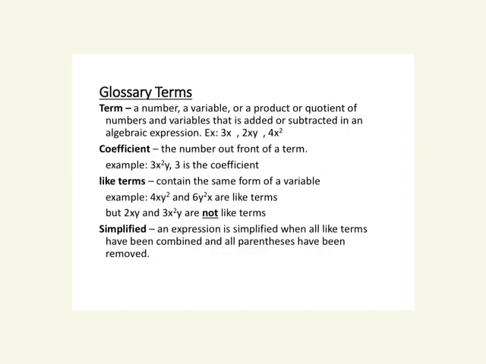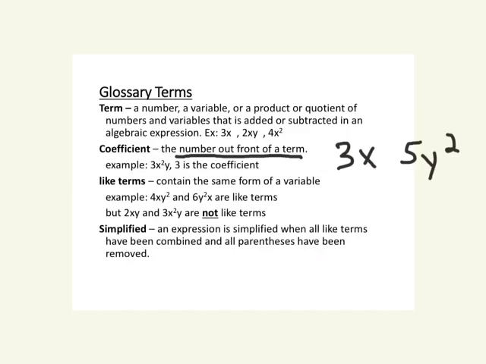A coefficient. A coefficient is simply the number out front of a term. The number out in front of a term. Everybody got that? The number out in front is the coefficient. So if I gave you the term 3x, 3 is the coefficient. If I gave you the term 5y squared, 5 is the coefficient. The coefficient is the number out front.